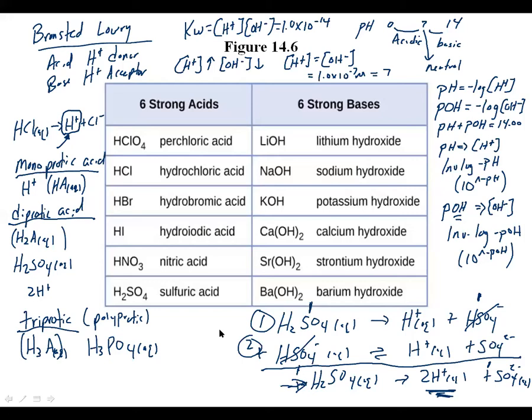As we talked about last time, our strong bases typically will have hydroxide actually in the formula. That's what we see here: lithium hydroxide, sodium hydroxide, potassium hydroxide, calcium hydroxide, strontium hydroxide, and barium hydroxide. Again, our strong bases come from group 1 and group 2 on the periodic table. They're called alkali metals and alkaline earth metals. And pretty much what alkaline means is basic.